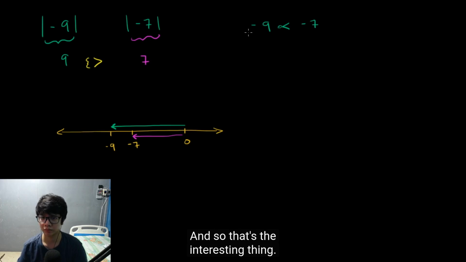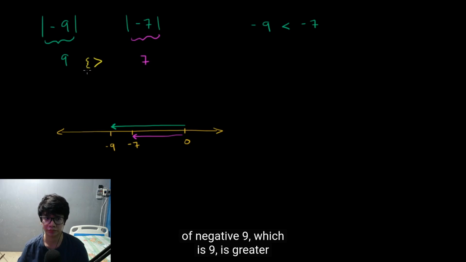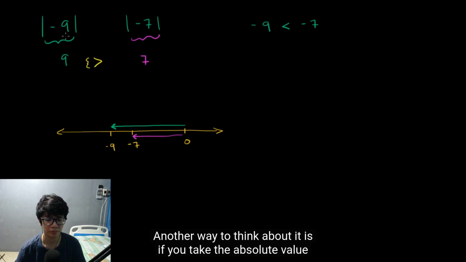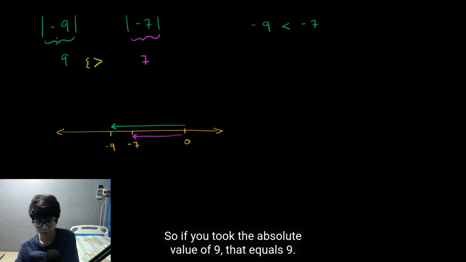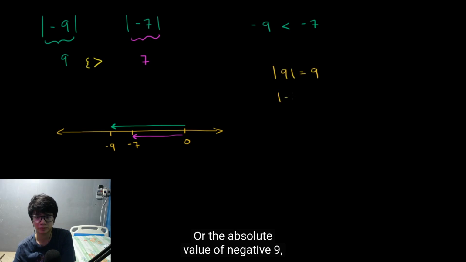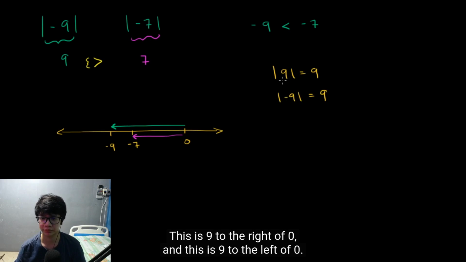That's the interesting thing. Negative 9 is less than negative 7, but since negative 9 is further to the left of 0, the absolute value of negative 9, which is 9, is greater than the absolute value of negative 7. Another way to think about it is that the absolute value of a number is just the positive version of that number. The absolute value of 9 equals 9, and the absolute value of negative 9 is also equal to 9. Visually, that's because both numbers are exactly 9 away from 0. This is 9 to the right of 0, and this is 9 to the left of 0.